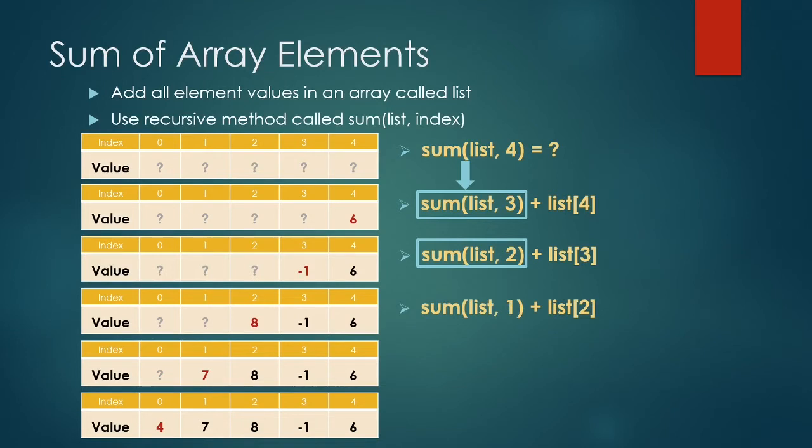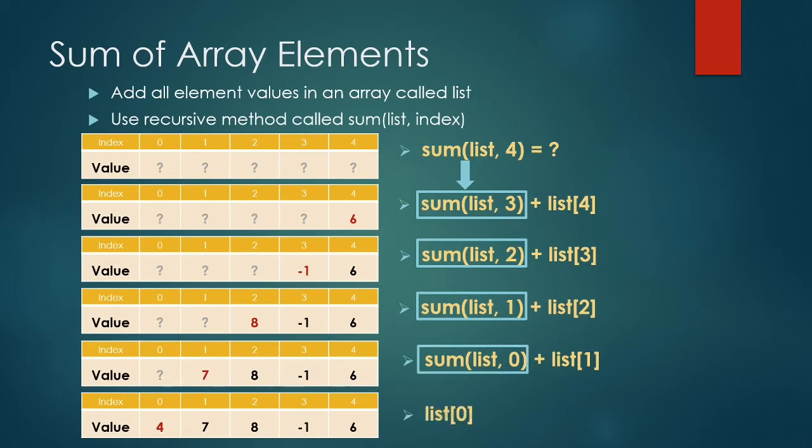As we move along in these recursive calls, the index moves to the left and takes more and more array elements until we arrive at the element with index 0. Once we arrive at the element at index 0, that's our base case, and we simply return the value at index 0.